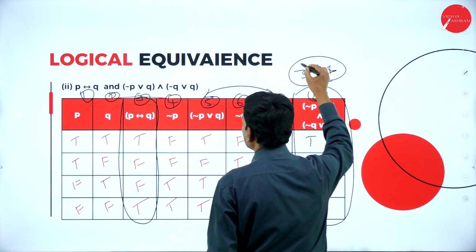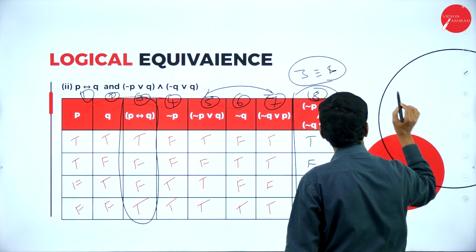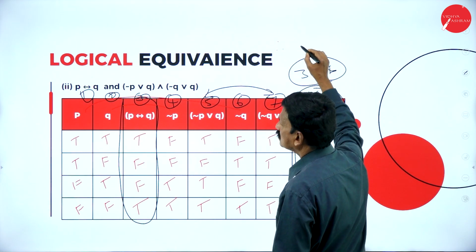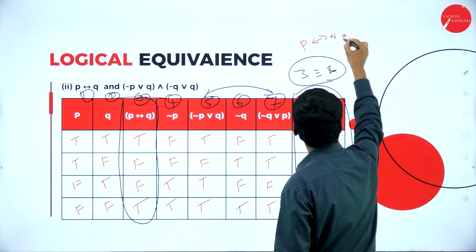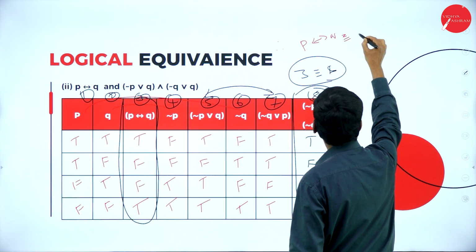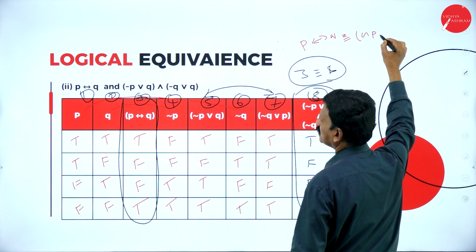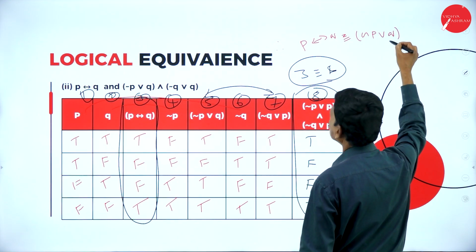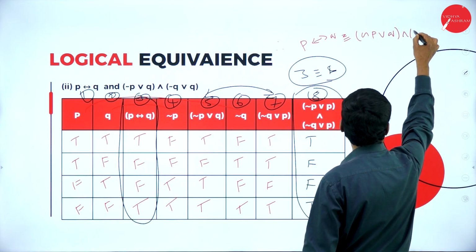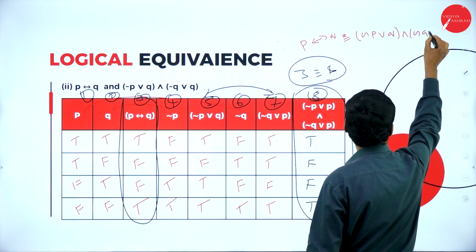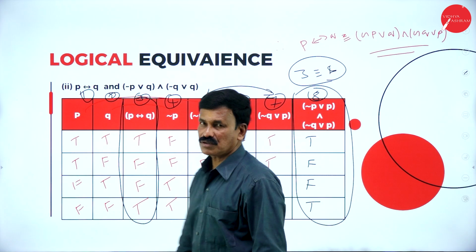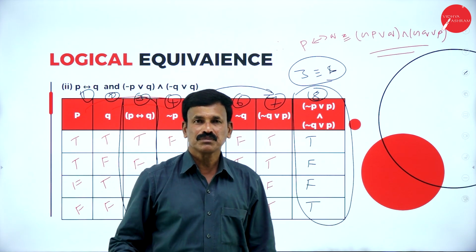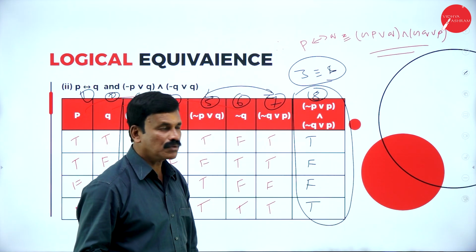So, how to conclude? Therefore, P biconditional to Q is logically equivalent to negation of P disjunction Q conjunction negation Q disjunction P. They are logically equivalent, right? So, very important problem. Now, move on to the next problem.